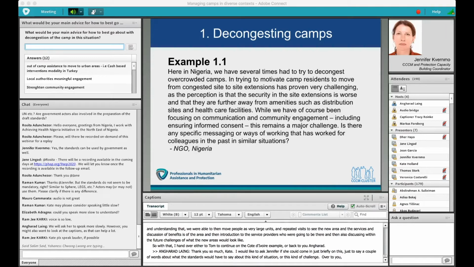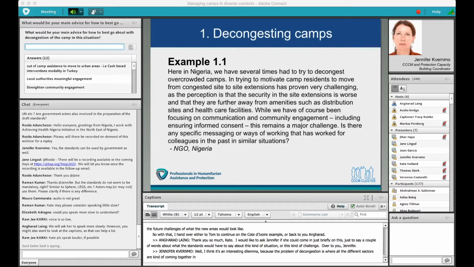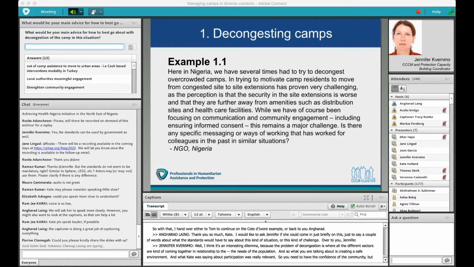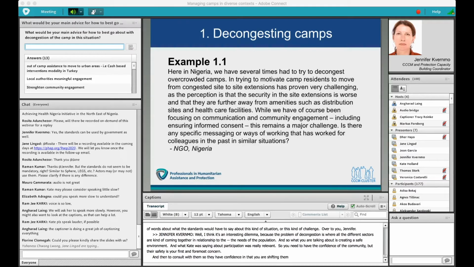Well, I think it's an interesting dilemma because the problem of decongestion is where all of the different sectors are kind of coming together in relationship to the needs of the population. And so what you're talking about is creating a safe environment, and what Kate was saying about participation was really relevant. So you need to have the confidence of the community that their safety is your first and foremost concern, and then to consult with them so that they have confidence that you're shifting them to another area can be beneficial for them from a safety perspective.